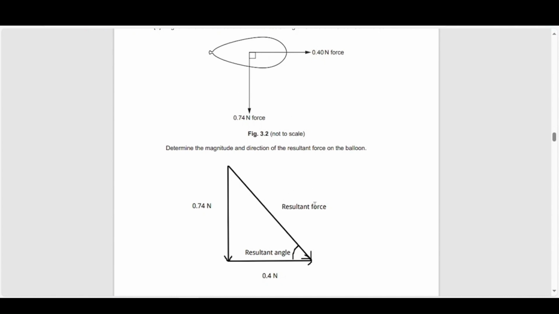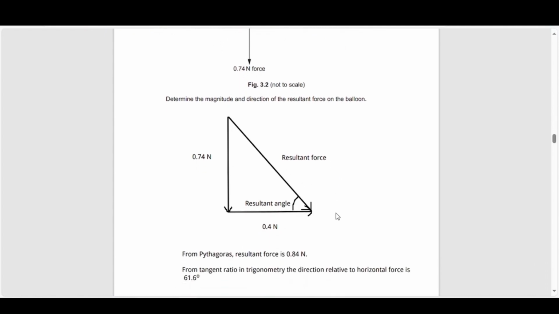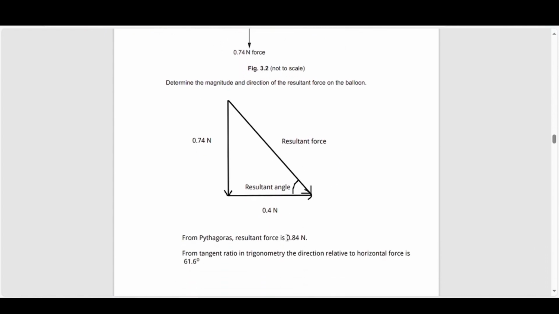So here you've got your resultant force, that is the hypotenuse. So the square of the resultant force is going to be equal to the sum of the squares of the other two forces. So if you square that, and then you add that to the square of this, and then you square root the answer that you get, you will be able to get the resultant force through Pythagoras. So I've just said from Pythagoras, the resultant force is 0.84 newtons.